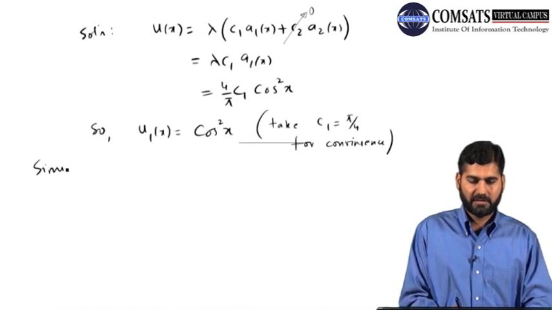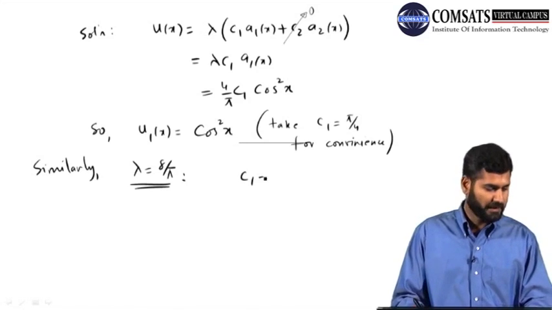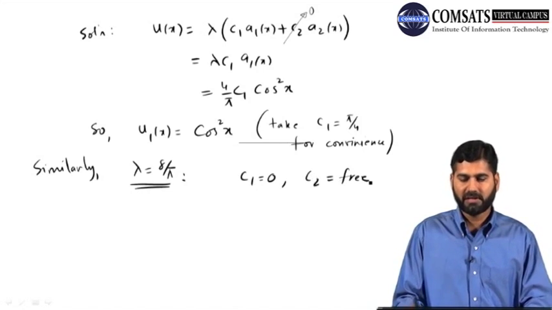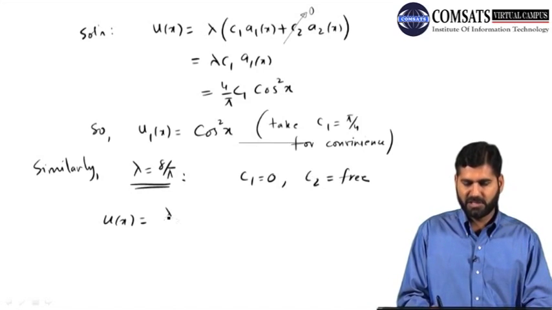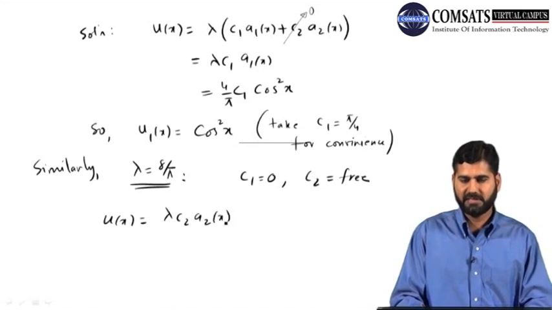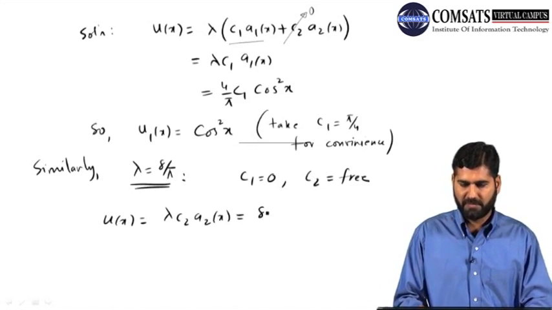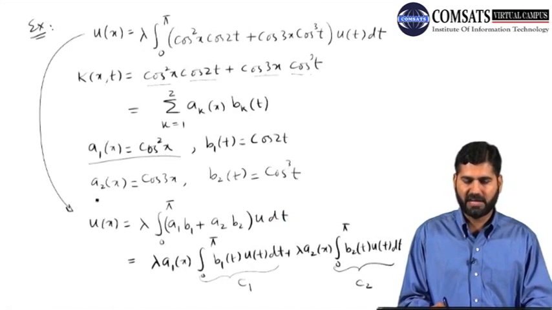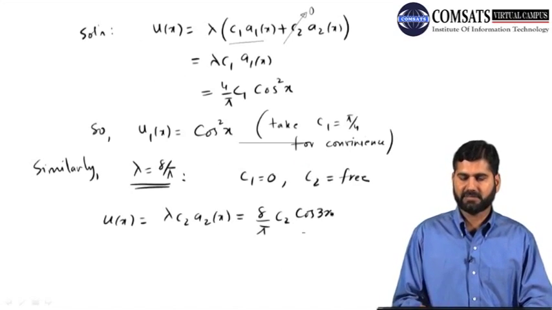Similarly, you have the second eigenvalue, which is 8 by pi. For 8 by pi, your solution will be C1 is equal to 0 and C2 is arbitrary. It will be a free variable, right? So in that case, your u(x) will become lambda C2 a2(x), because this time C1 becomes 0. So lambda is 8 by pi, C2, and what was a2(x)? If you go back and see, a2(x) is cosine 3x, so you got cosine 3x.